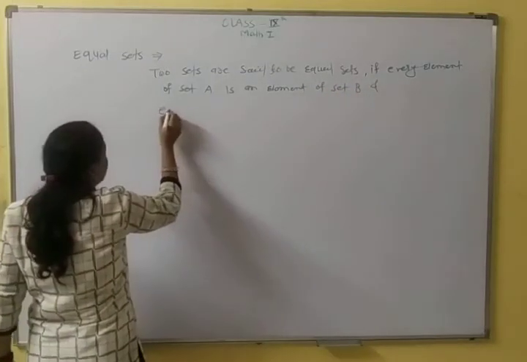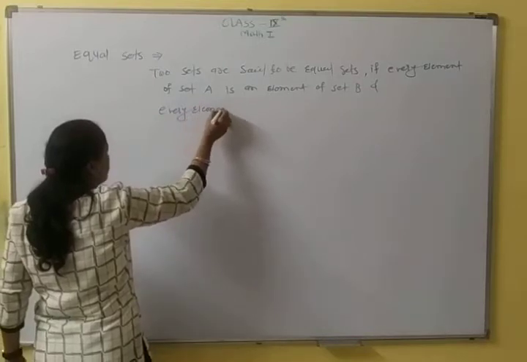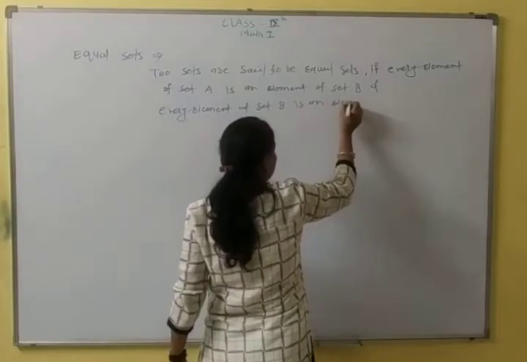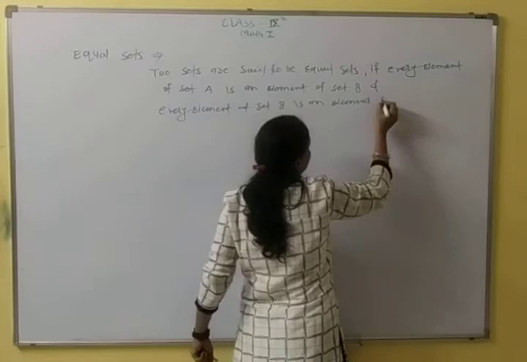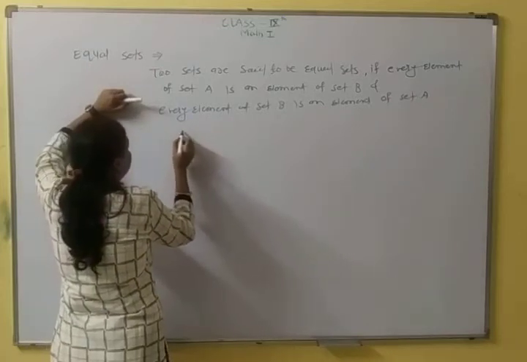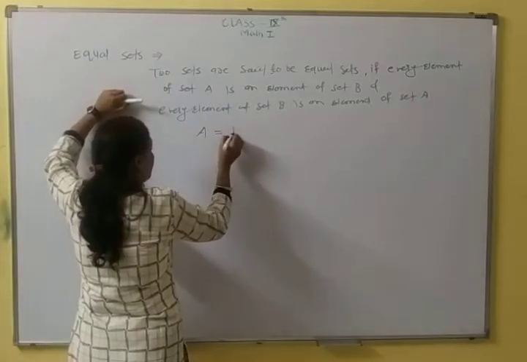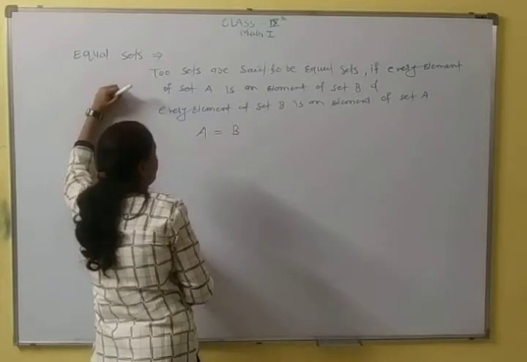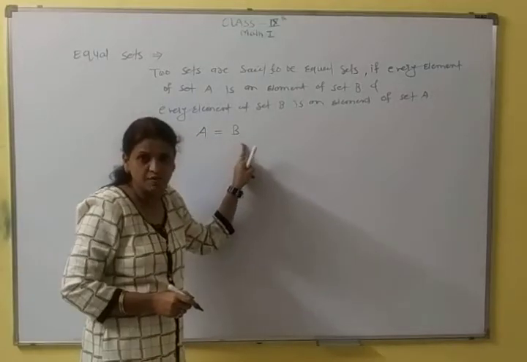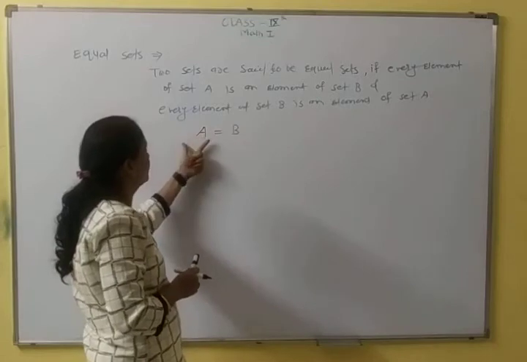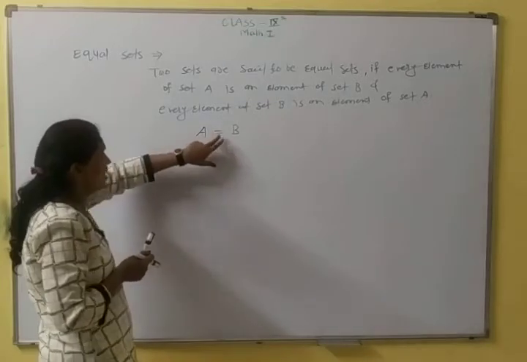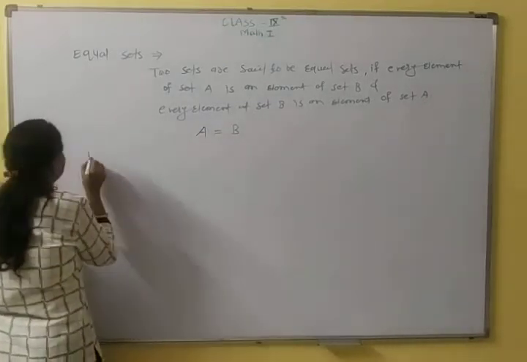and every element of set B is an element of set A. Therefore, symbolically it is written as A equal to B, means set A equal to set B. Both sets are equal because every element of set A is an element of set B and every element of set B is an element of set A. Therefore, the two sets A and B are said to be equal sets and symbolically it is written as A equal to B. Okay.